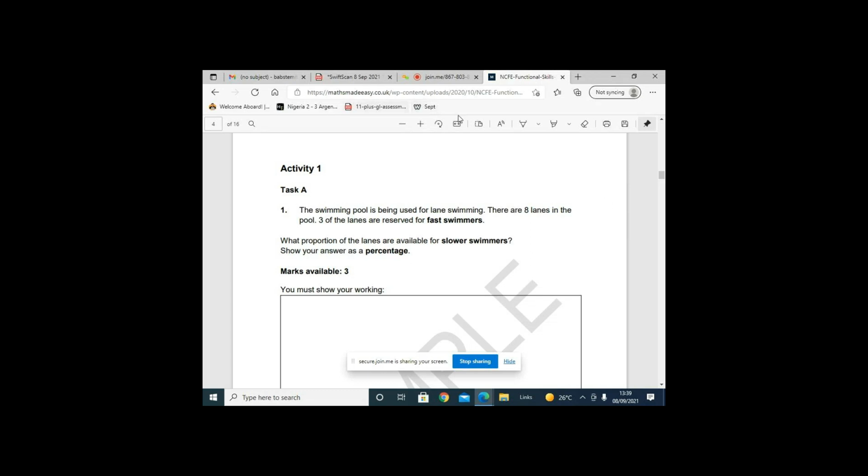So available for slower swimmers. If 3 is for fast swimmers, 5/8 would be for the slower swimmers. Yes. So you want us to do it in percentage and decimal? No, they have to do it as a decimal. Let's just show it in percentage. In percentage, okay. 5/8. That's okay.